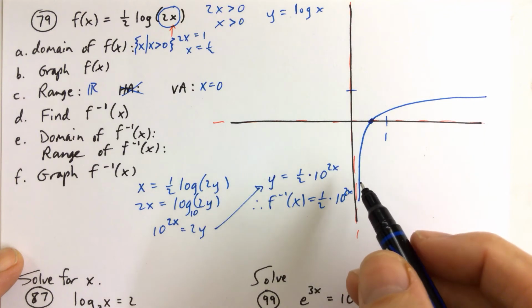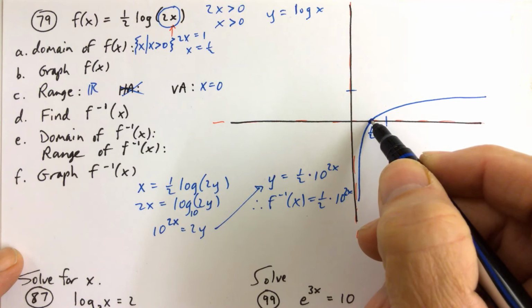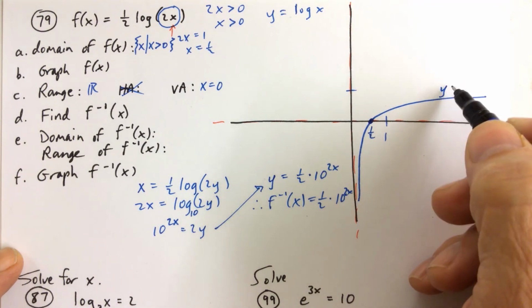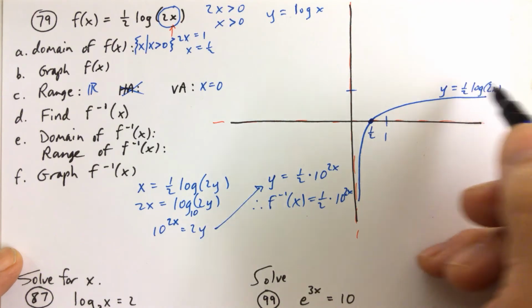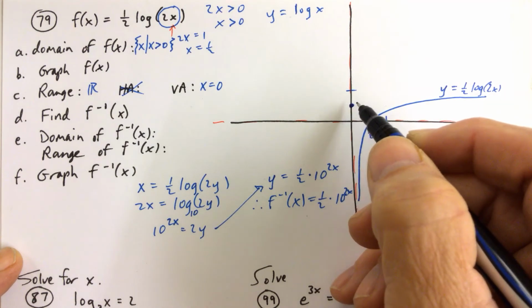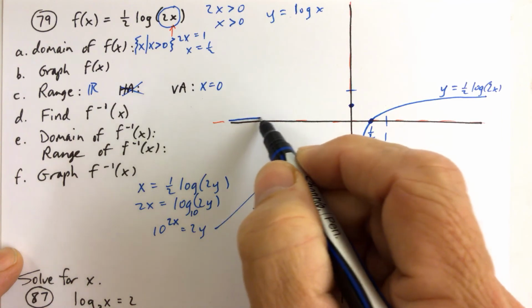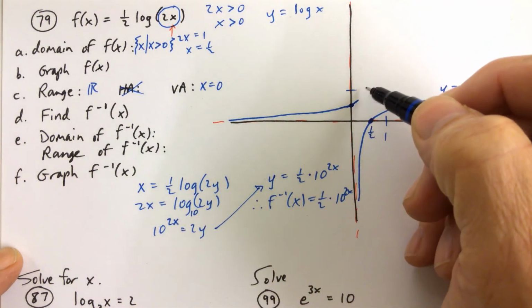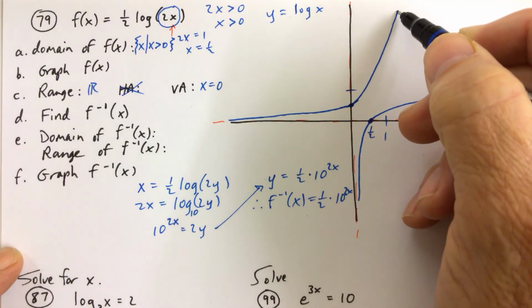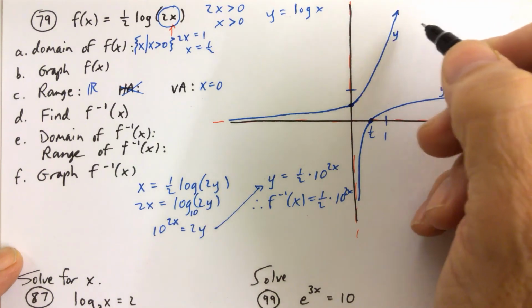Anyway, what was I going to say? Oh, (1/2, 0) is the x-intercept for the log graph, 1/2 times the log of 2x. And then that would mean that (0, 1/2) is the y-intercept of the graph of f inverse of x. And so we're going to go ahead and draw the graph of 1/2 times 10 to the 2x. And that would be just symmetrical with respect to the line y equals x.